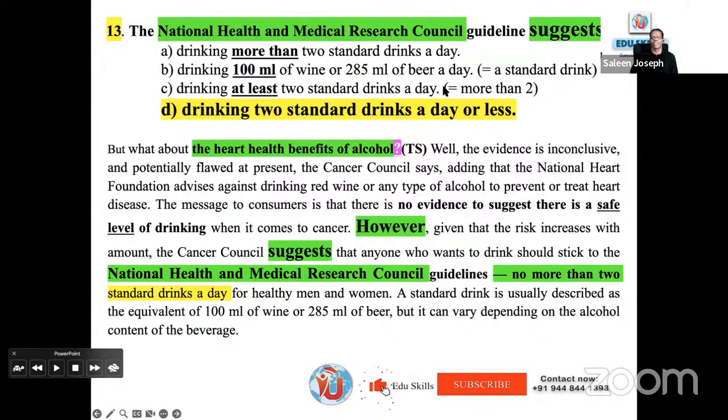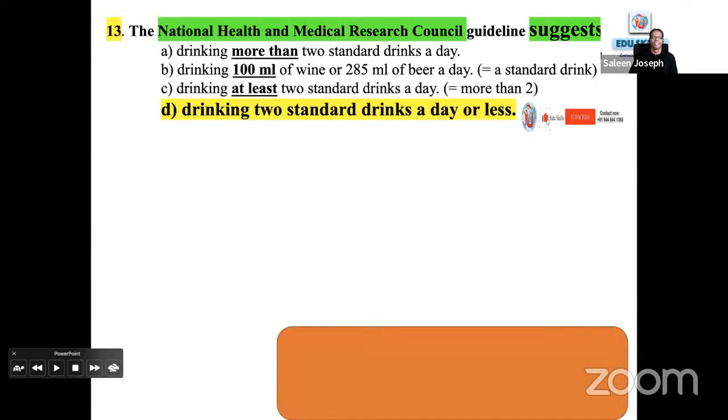Maybe one option they have given, drinking 100 ml of wine or 285 ml of beer a day, which means a standard drink. Is that clear? A little bit of maths is required, maybe. It's a beautiful thing. I'll explain more.